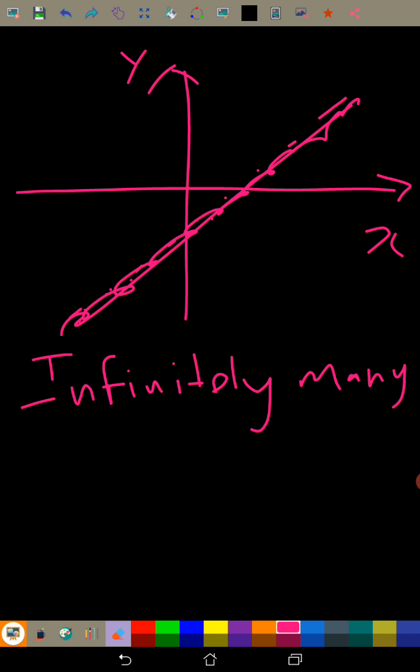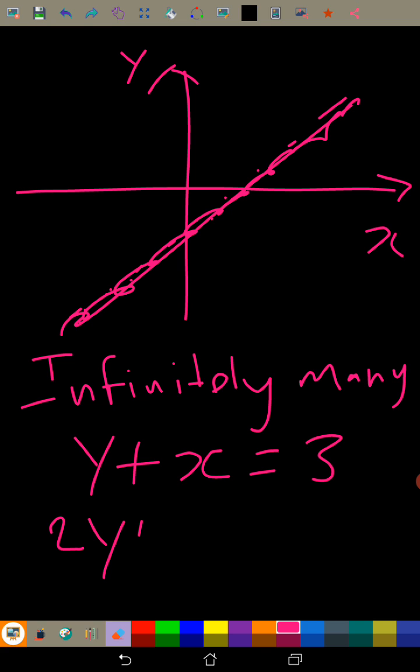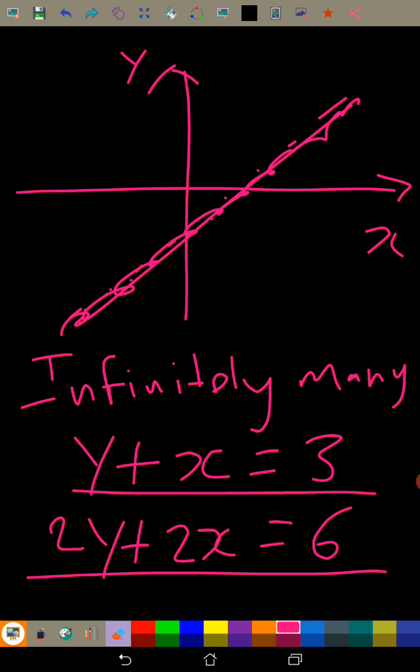It can be, for example, y plus x is equal to 3, and then I just put 2y plus 2x is equal to 6. These two equations are exactly the same. I just have to divide by 2 here, and I will get the first one. So when you plot the line, you will get the same line, and this system of linear equations has infinitely many solutions. So this is also possible.